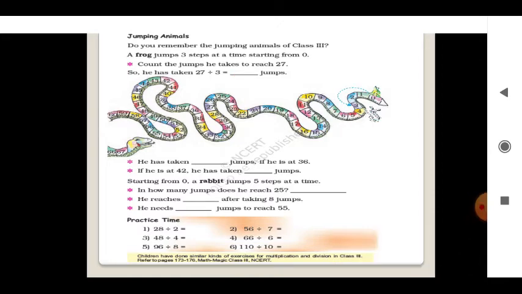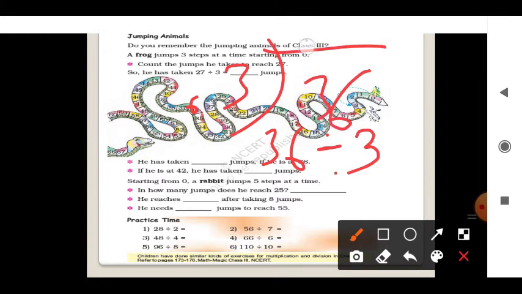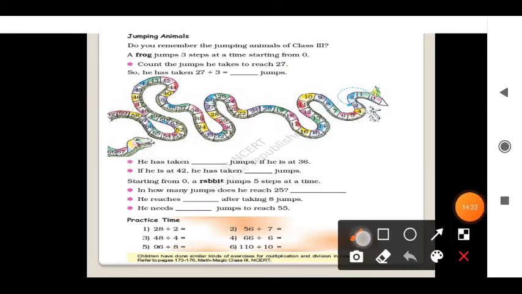Okay, he has taken dash jumps if he is at 36. The frog is at the number 36. So what is the jump count? You need to find 36 divided by 3, since each step is 3. 3 ones are 3, 3 twos are 6, and 12 threes are 36, right? So the jump is 12. Like that you have to divide and write. Do this also in your textbook only.